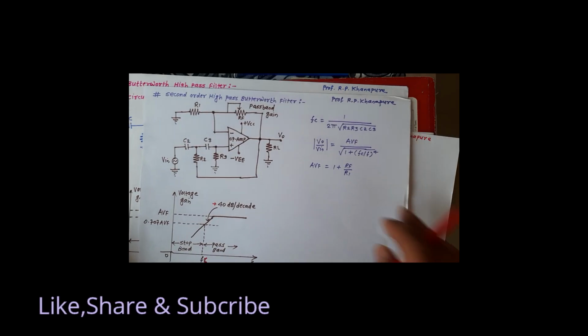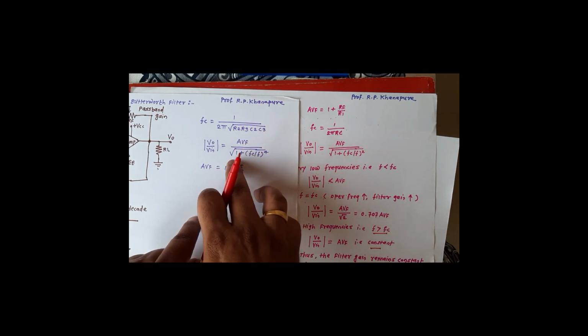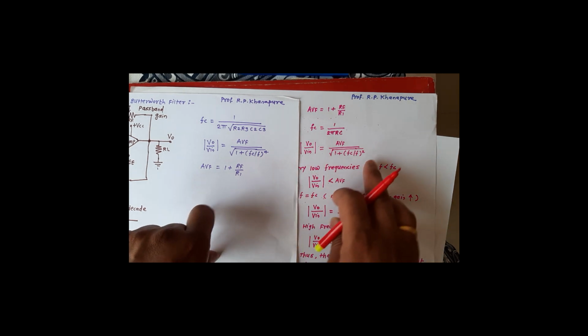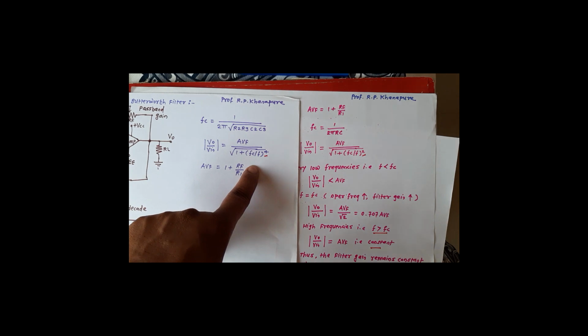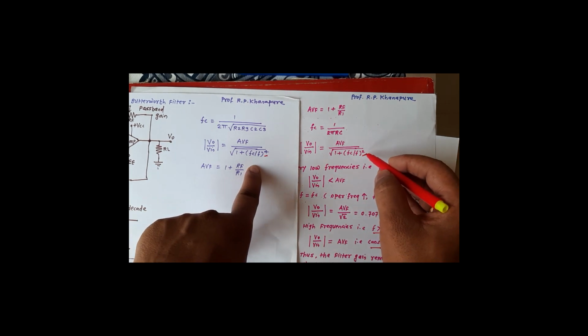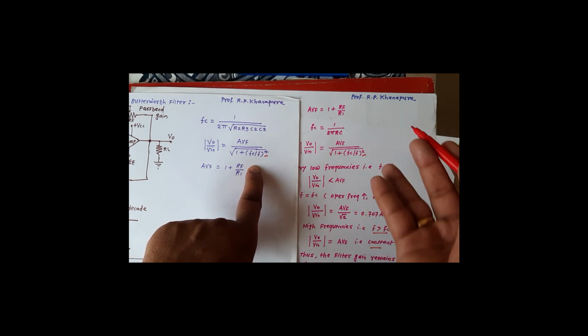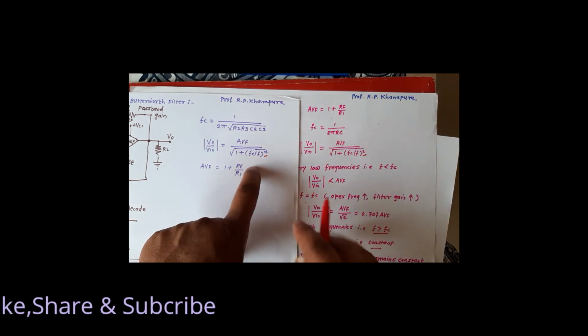Next, the cutoff frequency FC we have discussed. After that, the output voltage relation: V0 by Vin is equal to AVF upon root of 1 plus (FC by F) raised to 4 for the second order, while for the first order it is squared. This also indicates that the gain increases by plus 20 dB for the first order, and the gain increases by plus 40 dB for the second order.